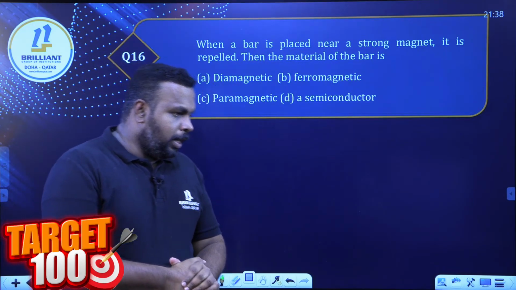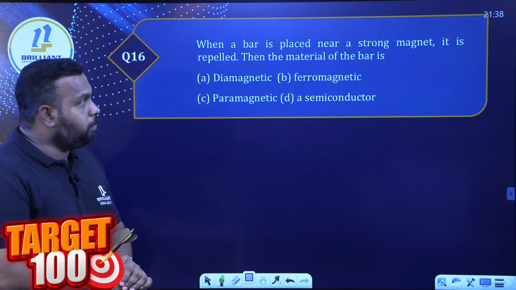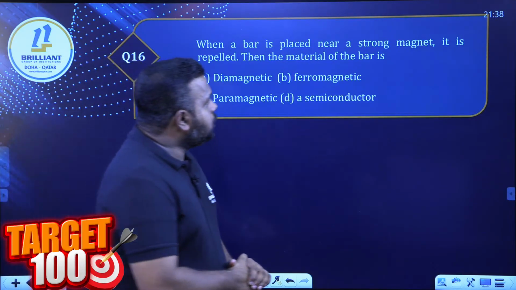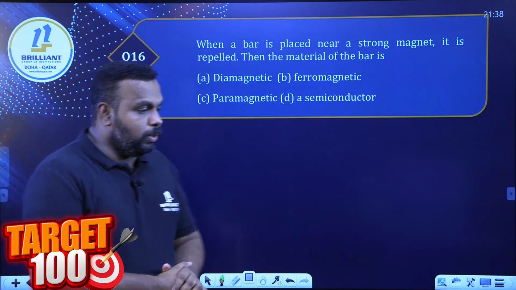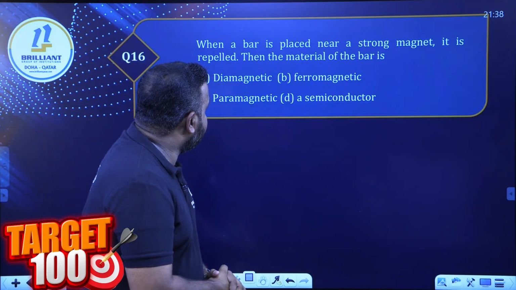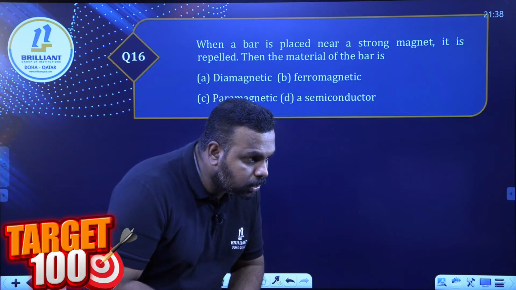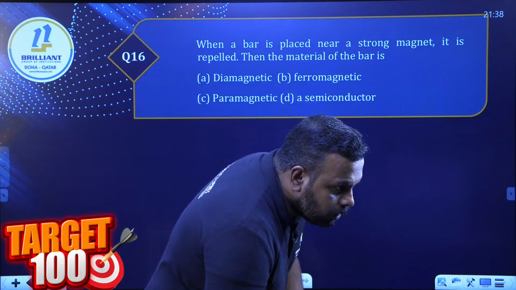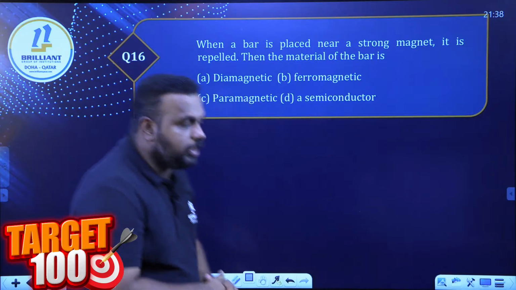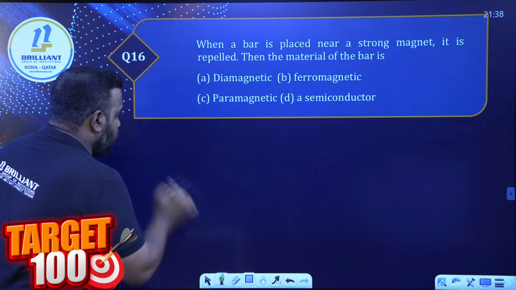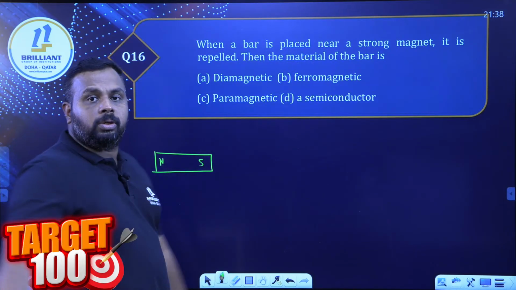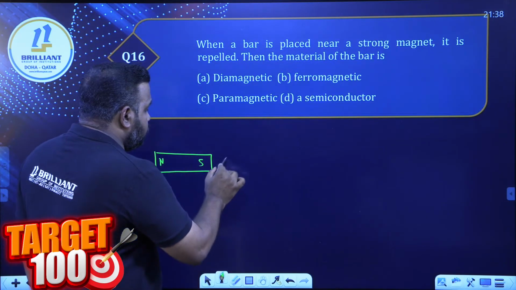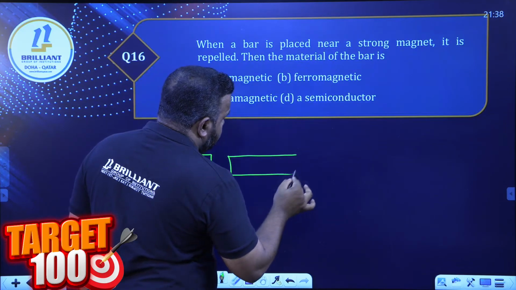Quick. Repelled. When a bar is placed near a strong magnet, it is repelled. Which is the right answer? Yes. Correct, Albert, Trivil, Nitin. Yes. See, if this is a bar magnet, North Pole, South Pole, near to that we are going to place a bar.